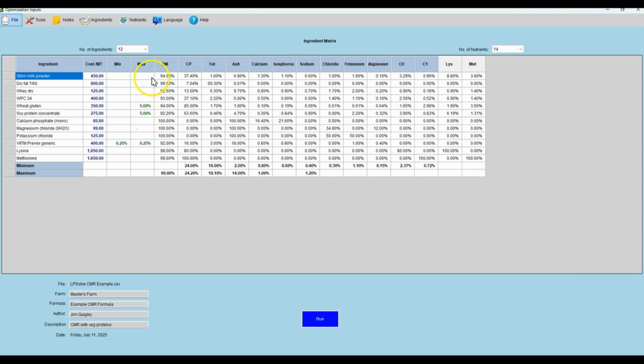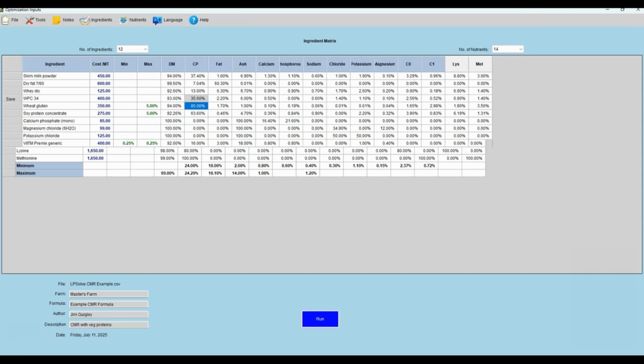Next, I'll look carefully at the nutrient concentrations from the feed library and adjust those based on the actual values I receive for the ingredients I'm purchasing. For example, I may find that the WPC 34 I'm buying isn't actually 37.1% crude protein, but is actually 35.6, so I'll make the change here.